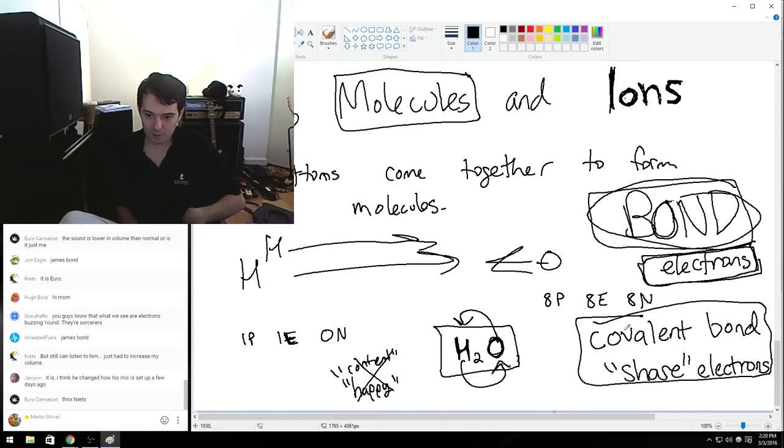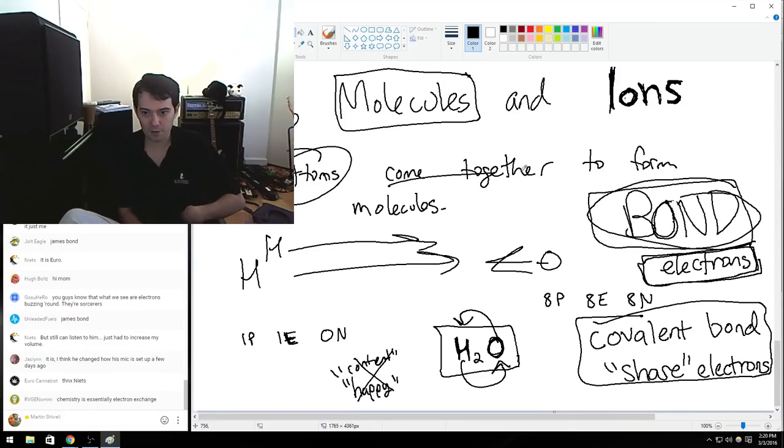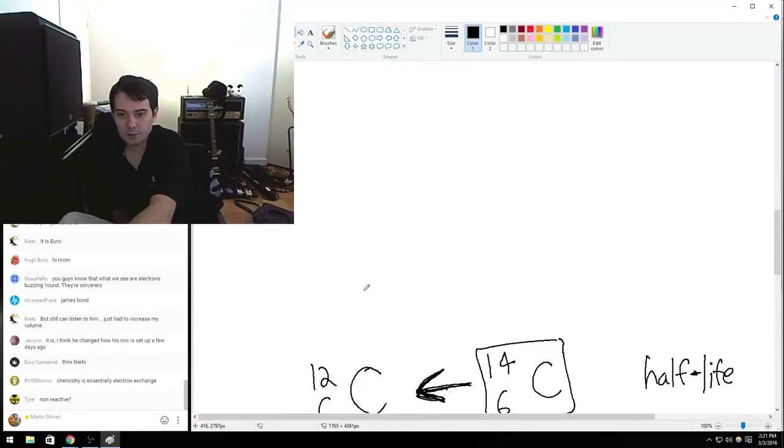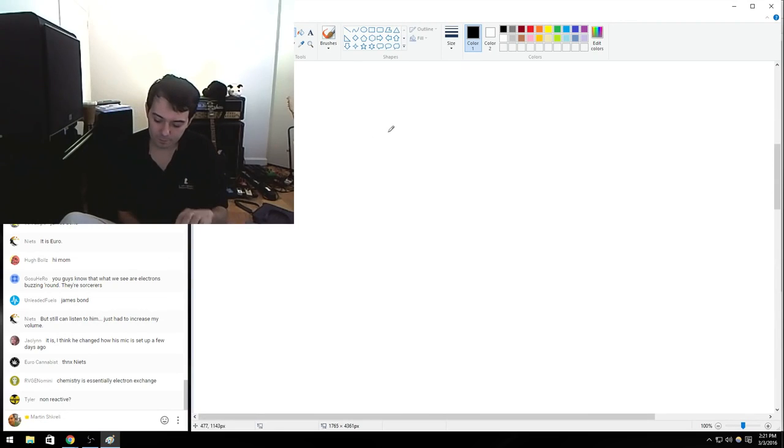And so this becomes a molecule. Once a bond happens, you get a molecule. Once two atoms have bonded, once they come together, that's a Beatles song, they bond to form molecules. So let's put that in the back of our head.